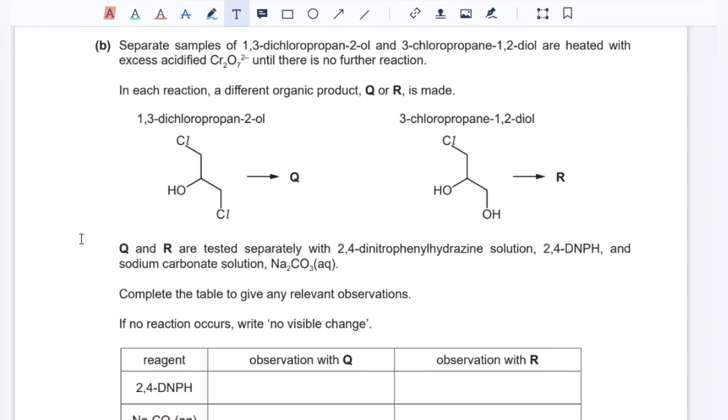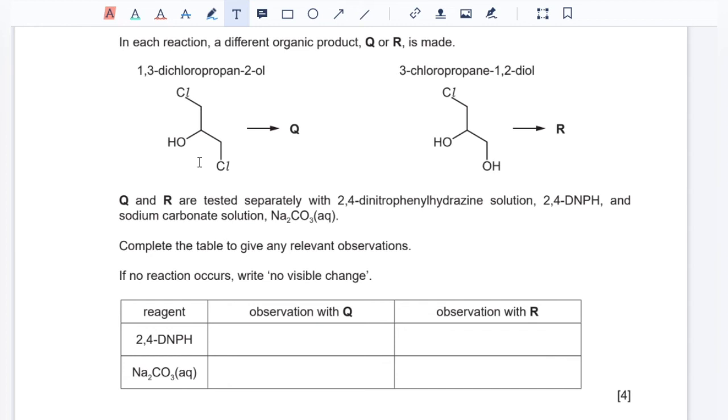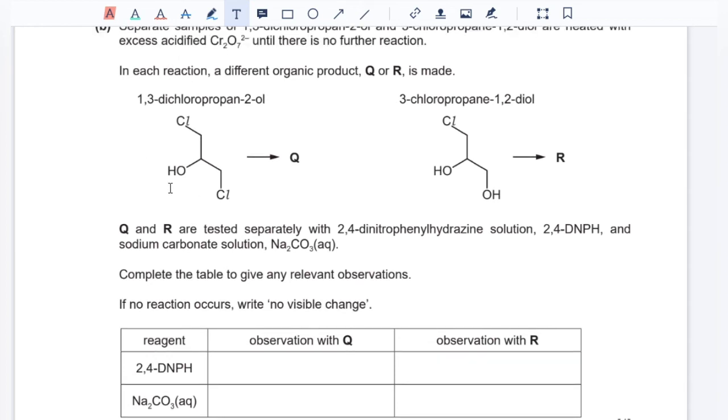B. Separate samples of 1,3-dichloropropan-2-ol and 3-chloropropane-1,2-diol are heated with excess acidified dichromate ions until there is no further reaction. In each reaction, a different organic product Q or R is made. Alright, so in Q, let's identify the groups that do react with the oxidizing agent, that is dichromate ion. So you've got a secondary alcohol group which will be oxidized to a ketone group. Now in this compound you've got a secondary and a primary alcohol group. The secondary alcohol again will be oxidized to a ketone group, and the primary alcohol group would be oxidized to a carboxylic acid group.